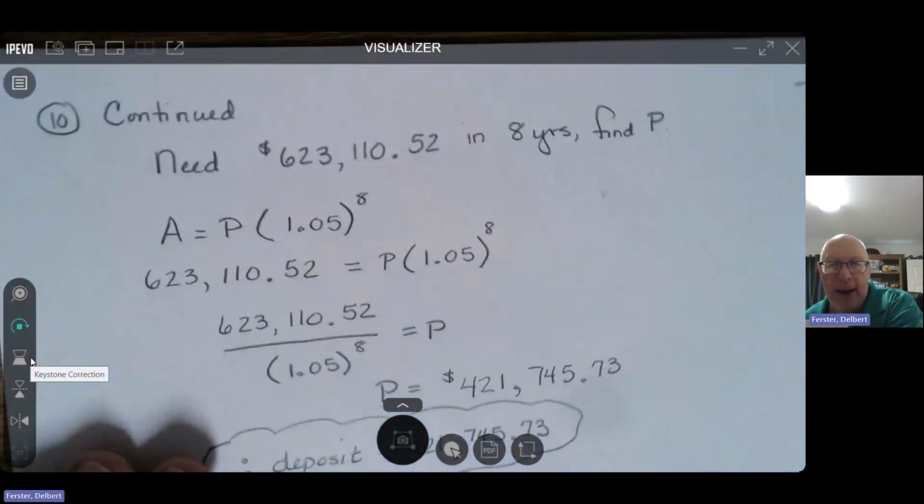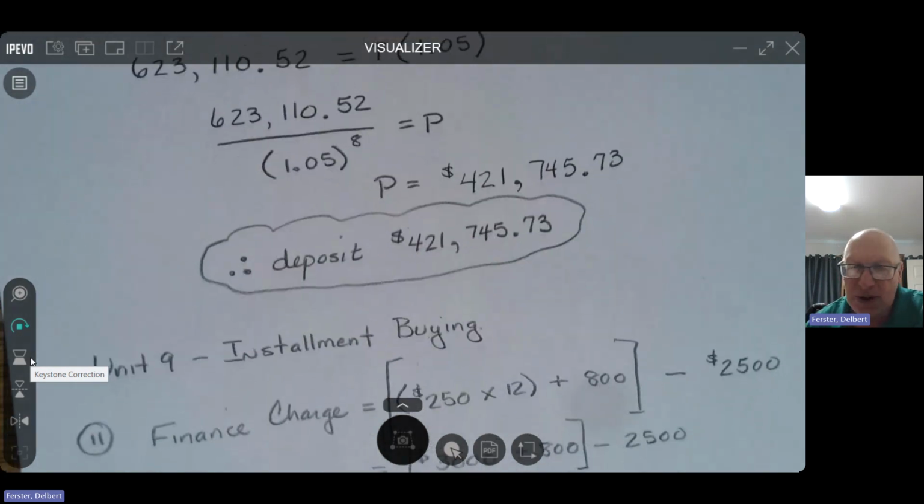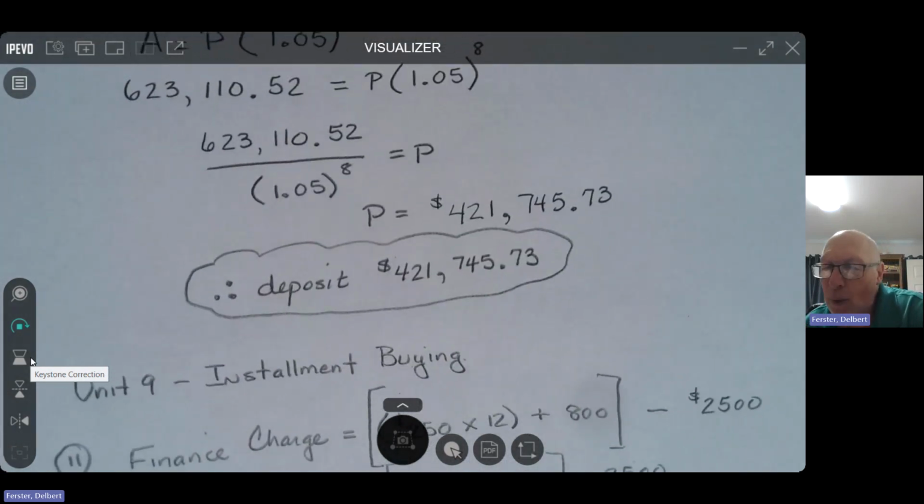And as you already know, there's a second part to this problem, wherein we will take that 623,000 number, and it becomes the future value for a single-shot investment, wherein you and I will calculate for P the present value of that investment opportunity. Same interest rate, 0.05. We need that money at the end of 8 years, so N is 8. Once again, it's you and me and a calculator: 623,110.52 divided by 1.05 to the 8th. And we find out that we will set that opportunity up for a present value of $421,745.73. And that, my friends, wraps our problem set from unit number 8.